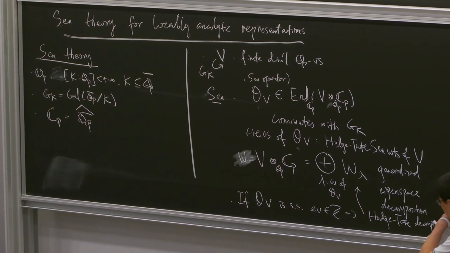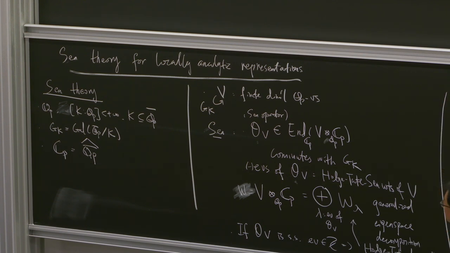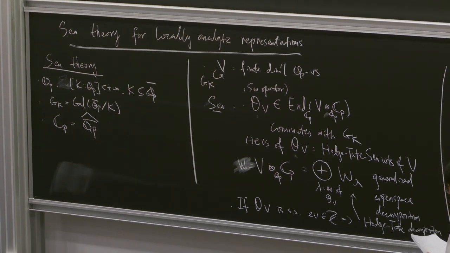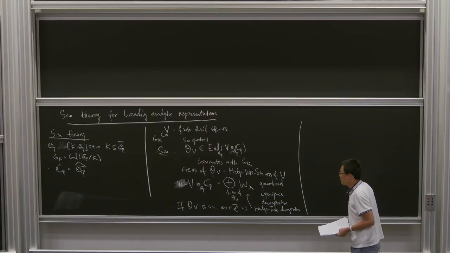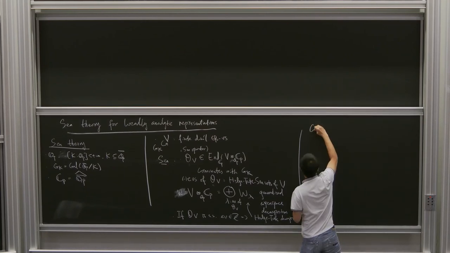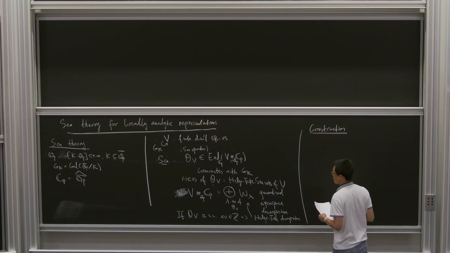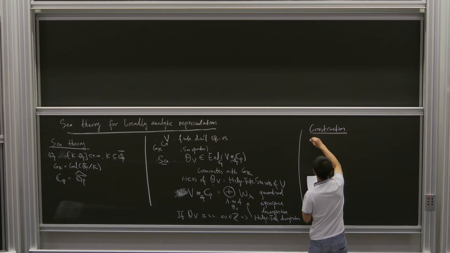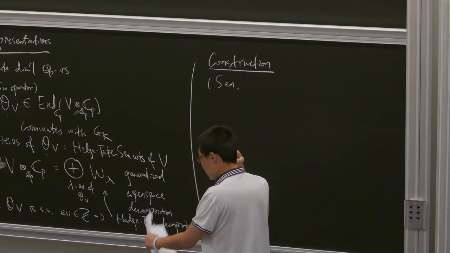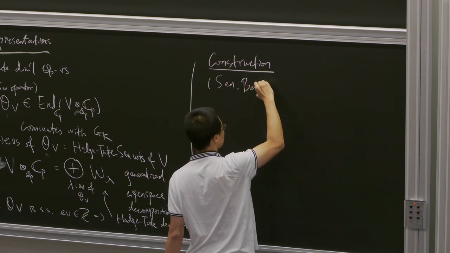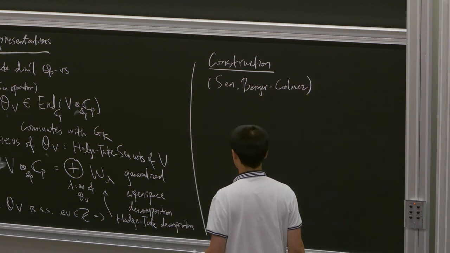So Sen did this in the last century, probably in the 60s or 70s. I want to talk a little bit about the construction. Of course it's due to Sen. The formulation I'm going to present is essentially due to Berger and Colmez, because I will point out what the difference is.